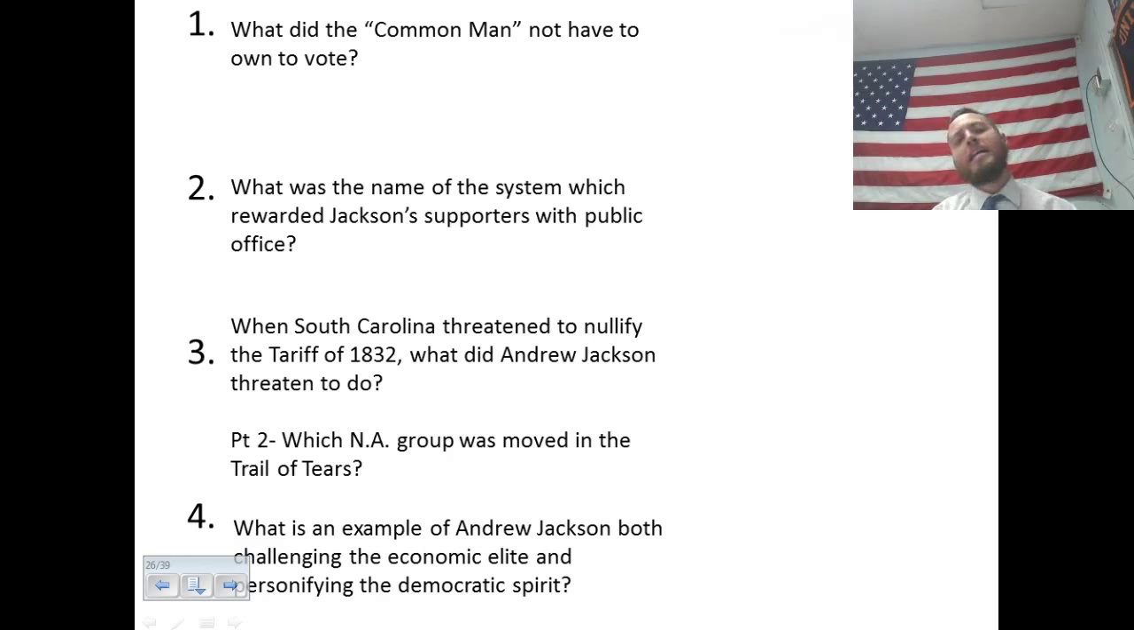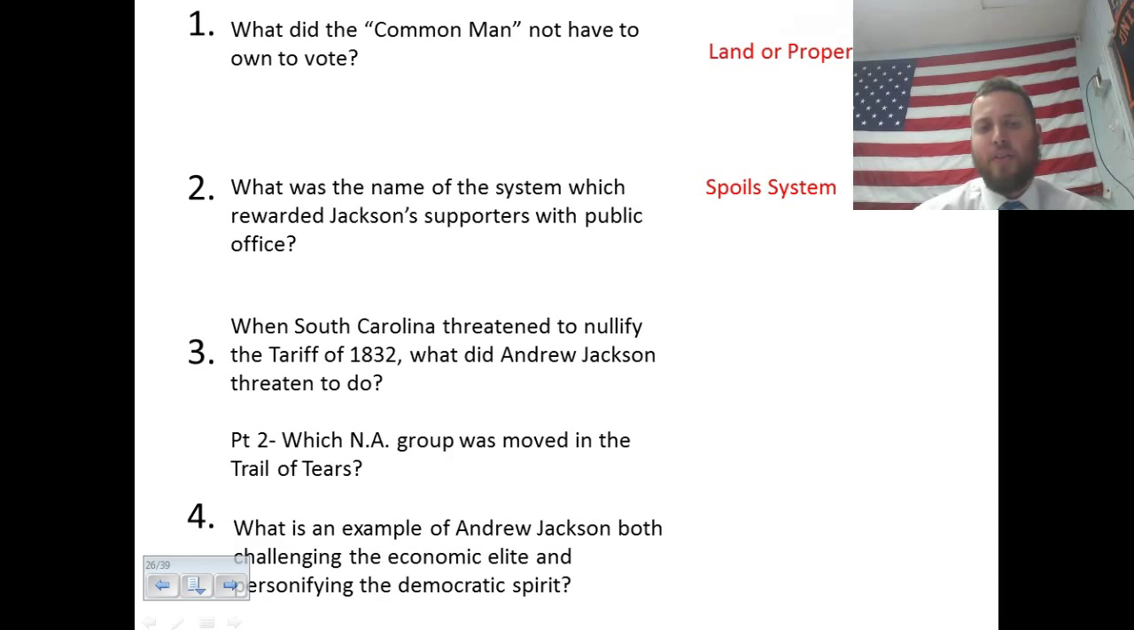Let's go. Number 1, what did the common man not have to own to vote? That is land or property. I'll take either one. You didn't have to own any property to vote anymore. That's the common man election. The common man liked Andrew Jackson. Go to 2. What was the name of the system which rewarded Jackson's supporters with public office? That would be the spoils system. To the victor go the spoils. Jackson's supporters get jobs. It's the spoils system.